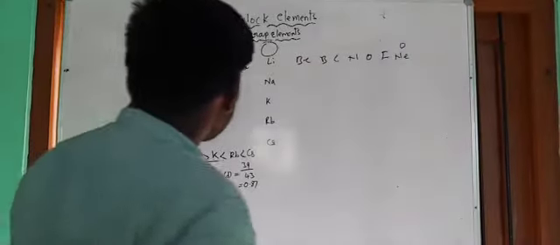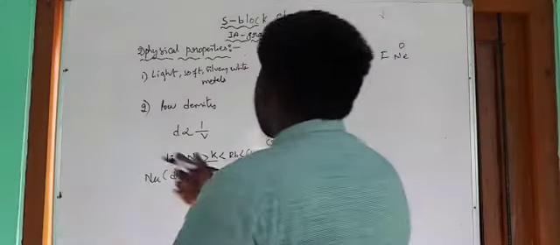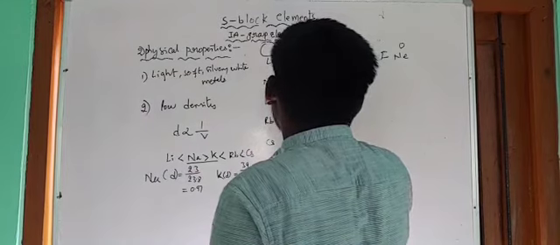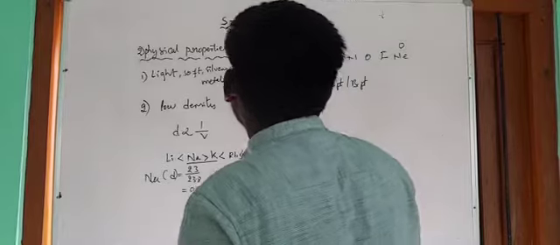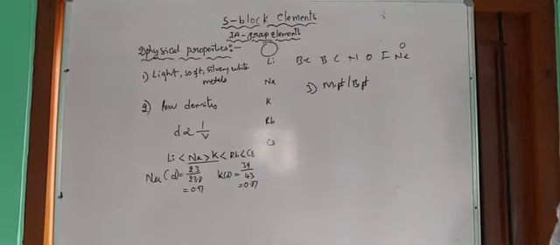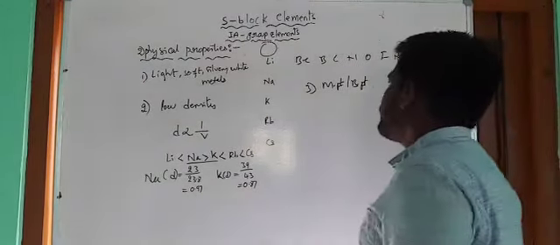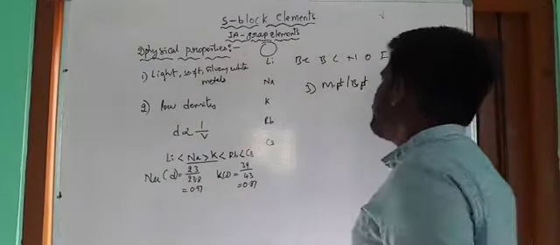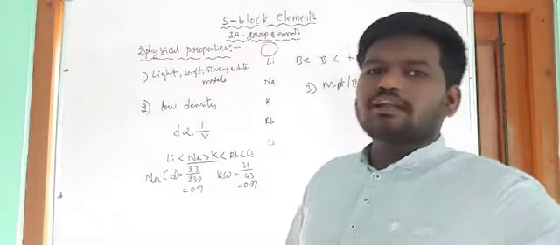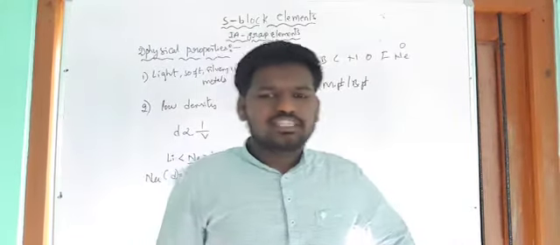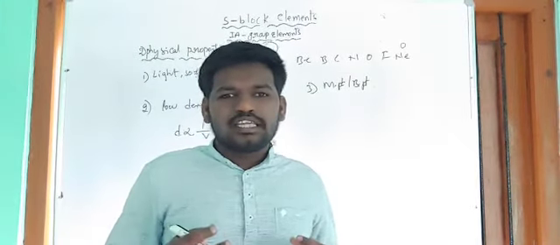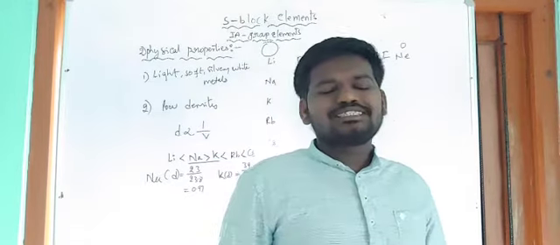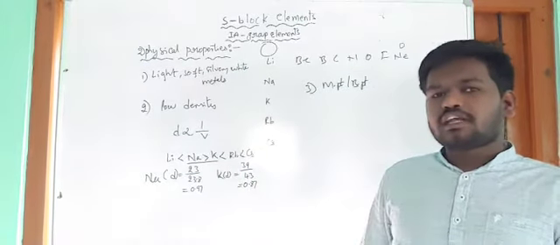So right, this is about the density criteria. And the next one, third one, melting and boiling points. Guys, these are all metals and they are all in the solid state. In metals, between the metallic atoms, a bond is present. Between the metal atoms there exists a bond, and that bond is known as the metallic bond.